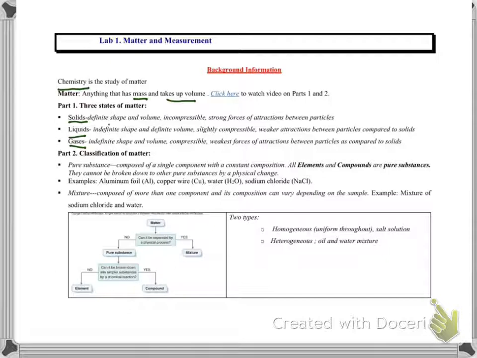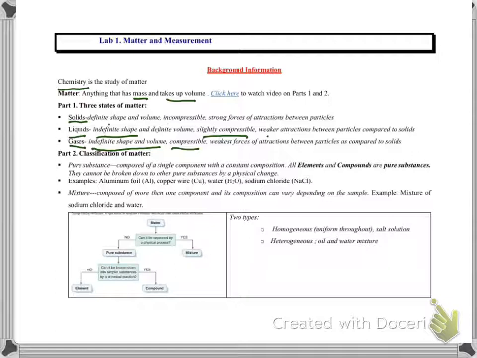Solids have definite shape and definite volume. They are incompressible and they have strong forces of attraction between the particles. Liquids have indefinite shape because they take the shape of the container, and definite volume. They are slightly compressible and the forces of attraction are weaker compared to solids. Gases have indefinite shape and indefinite volume, are compressible, and have the weakest forces of attraction between particles as compared to solids.